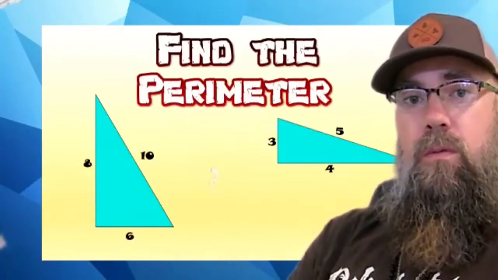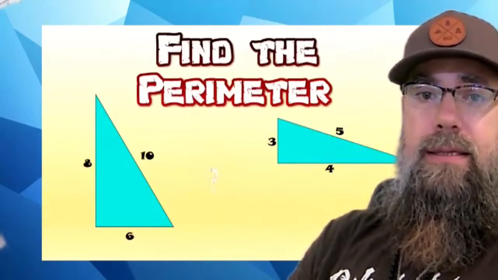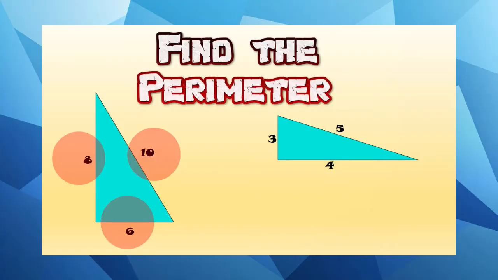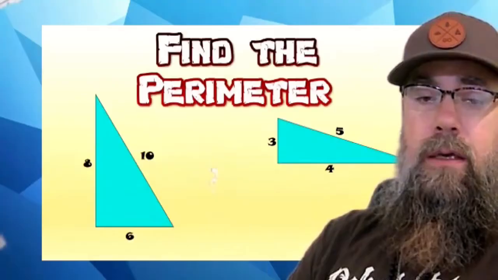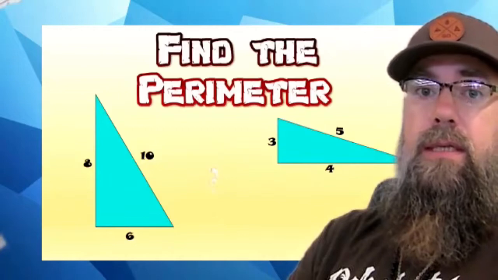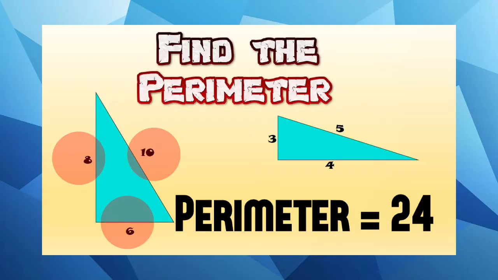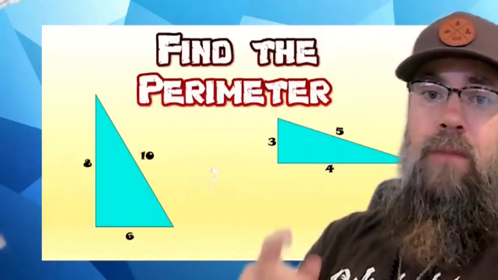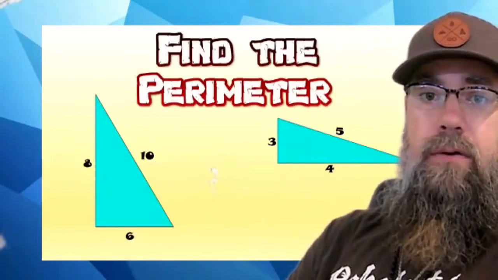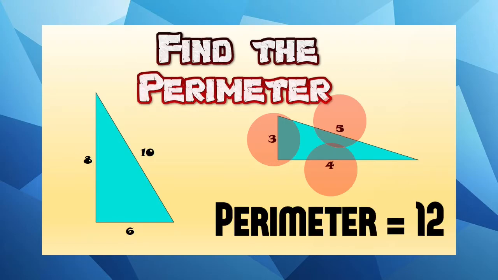So here we have two right triangles to practice on. The first one has sides measuring 8, 6, and 10. If we add those sides together, all three of them, that's going to give us a distance of 24 for the perimeter of that triangle. On this side, we have a triangle that measures 3 plus 4 plus 5. This will give us a measure of 12.